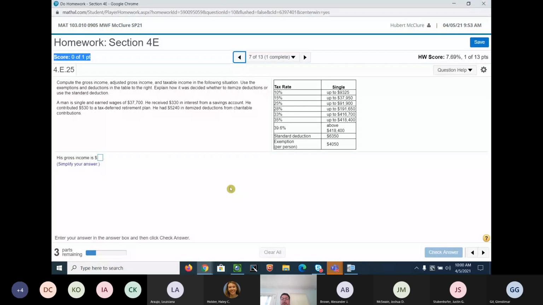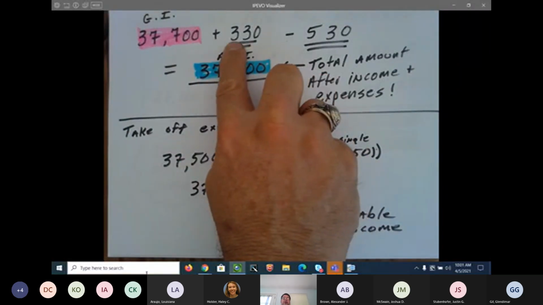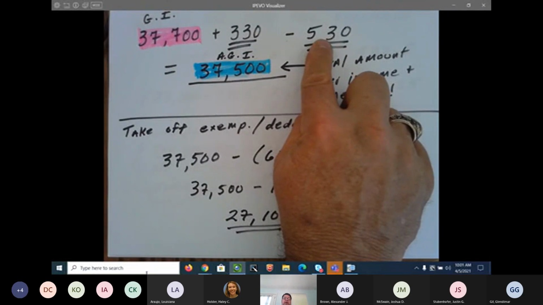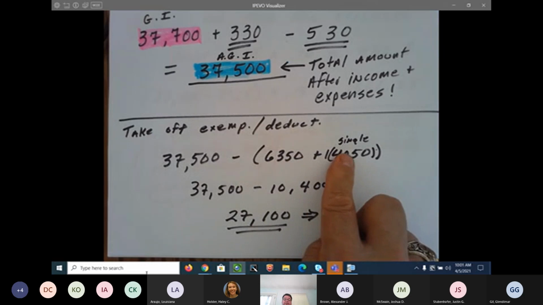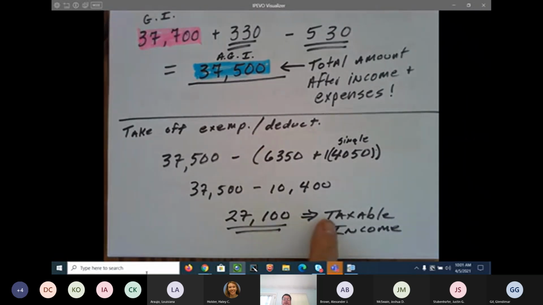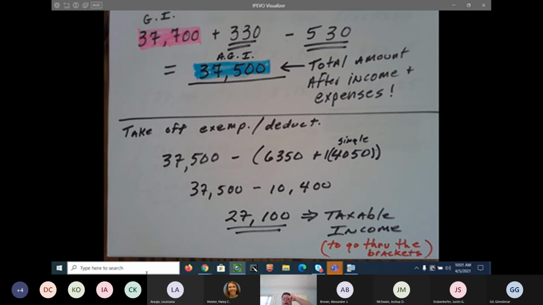All right. So let's look at what we did here. First of all, we figured gross income, what we started out with. We added our interest and we subtracted our expenditures, which would be contributing to retirement. That gave us an adjusted gross income of 37.5. And that's what we take our deductions and exemptions off of. When we take the exemptions and the deductions off, that leaves us with taxable income that goes through the brackets.